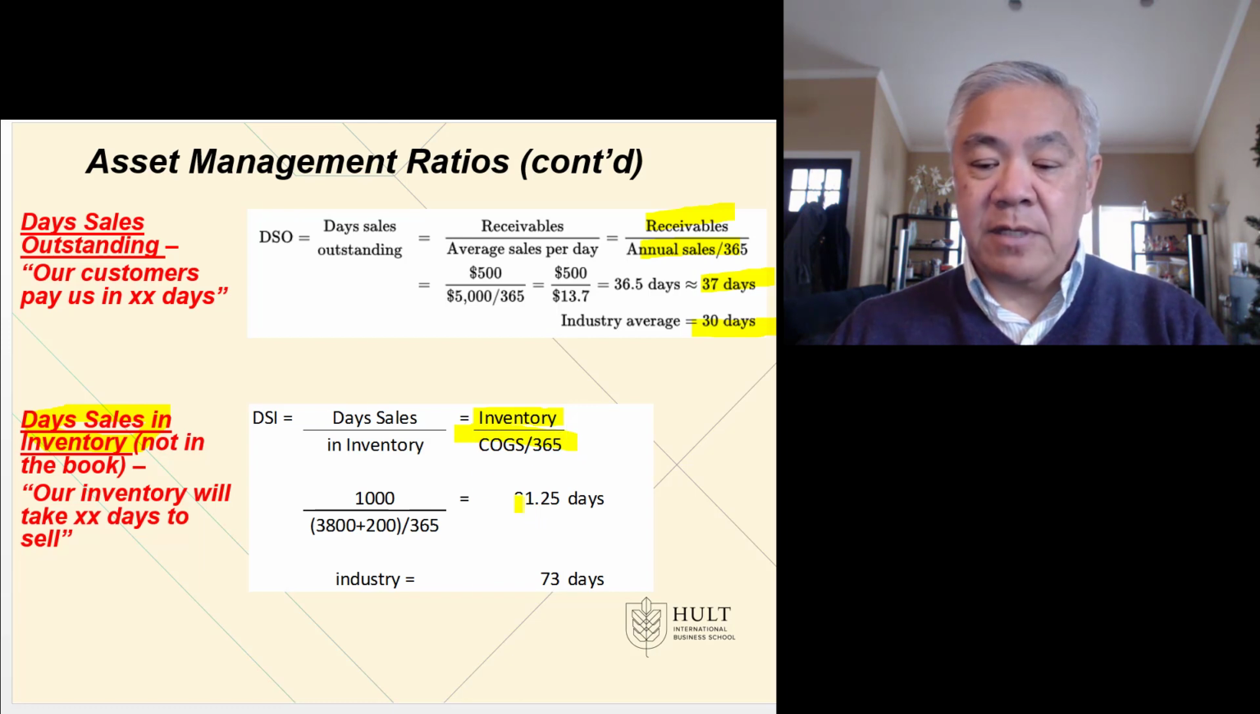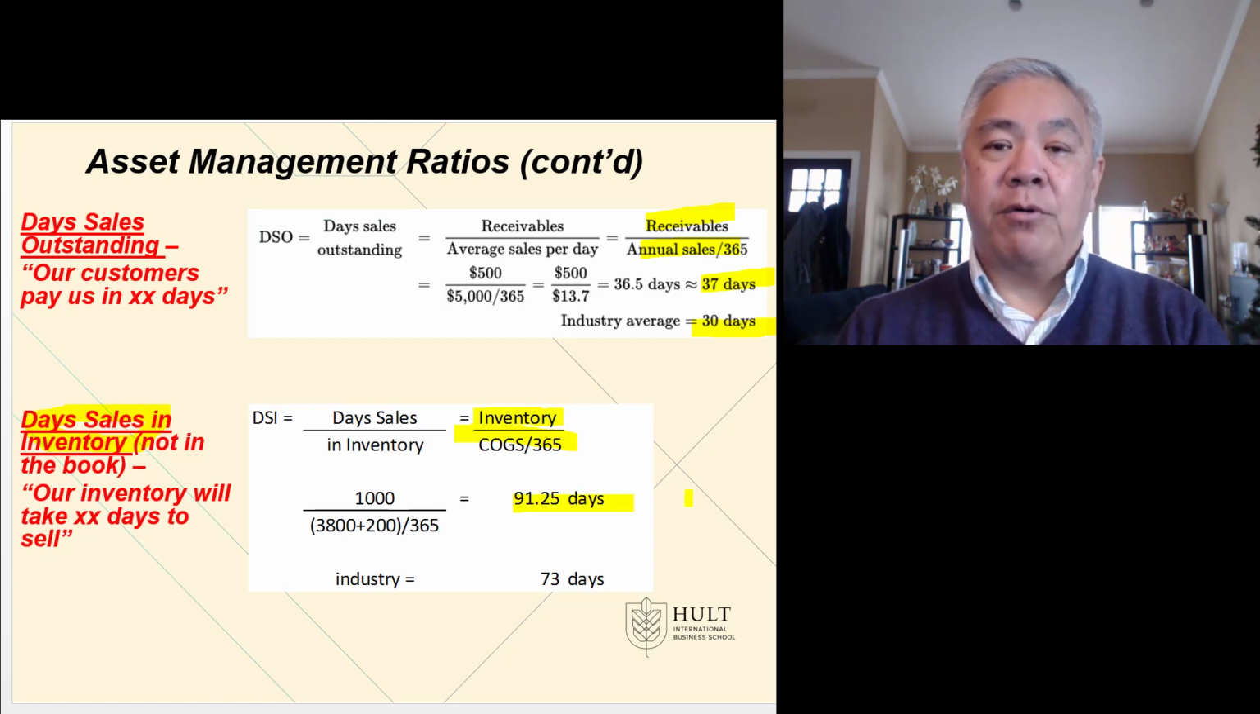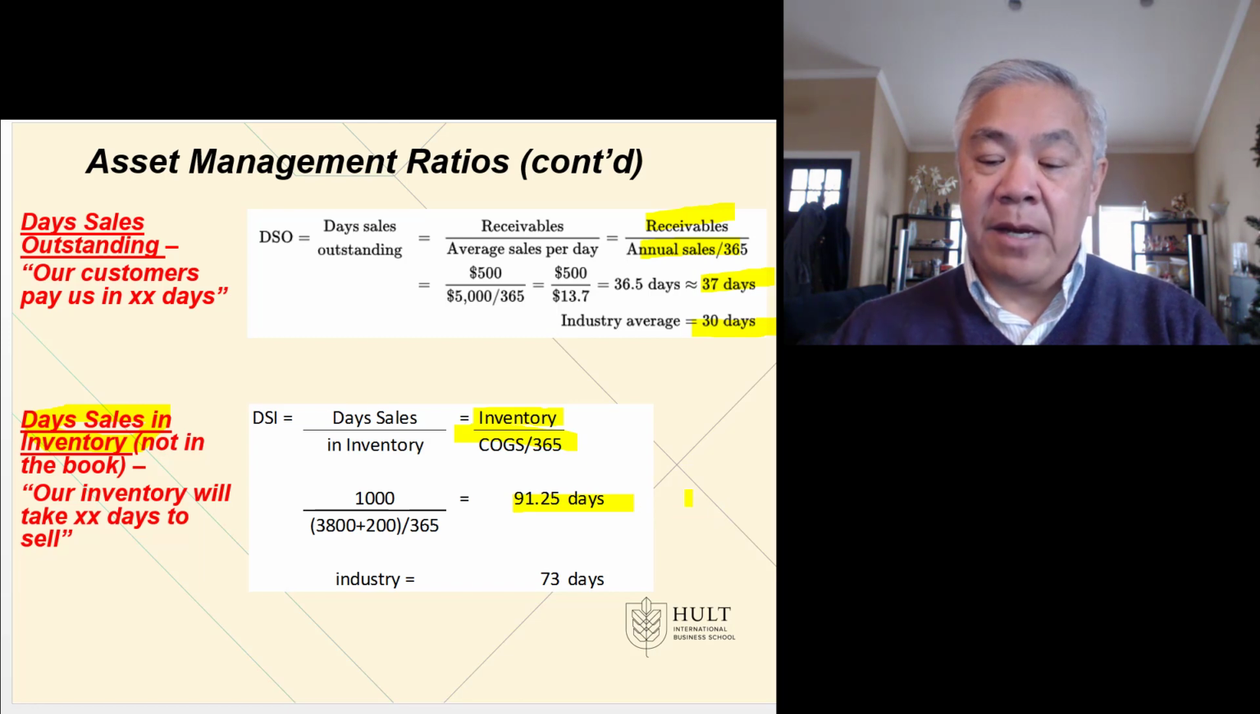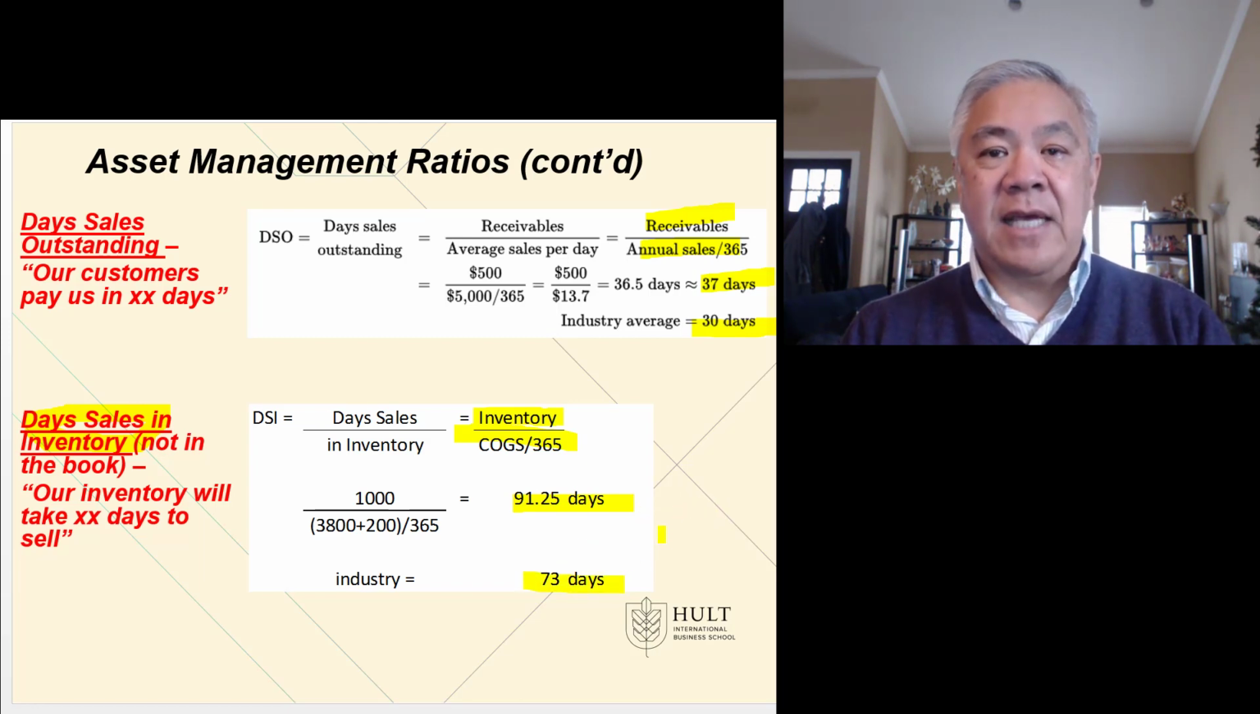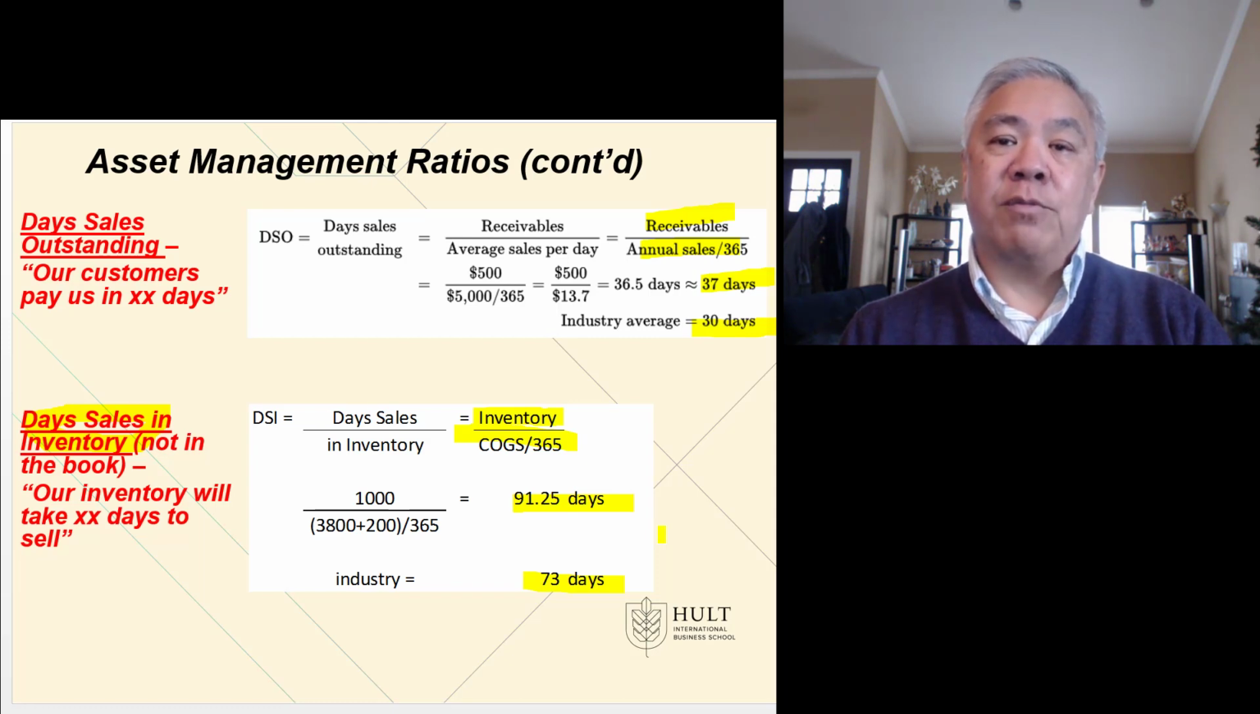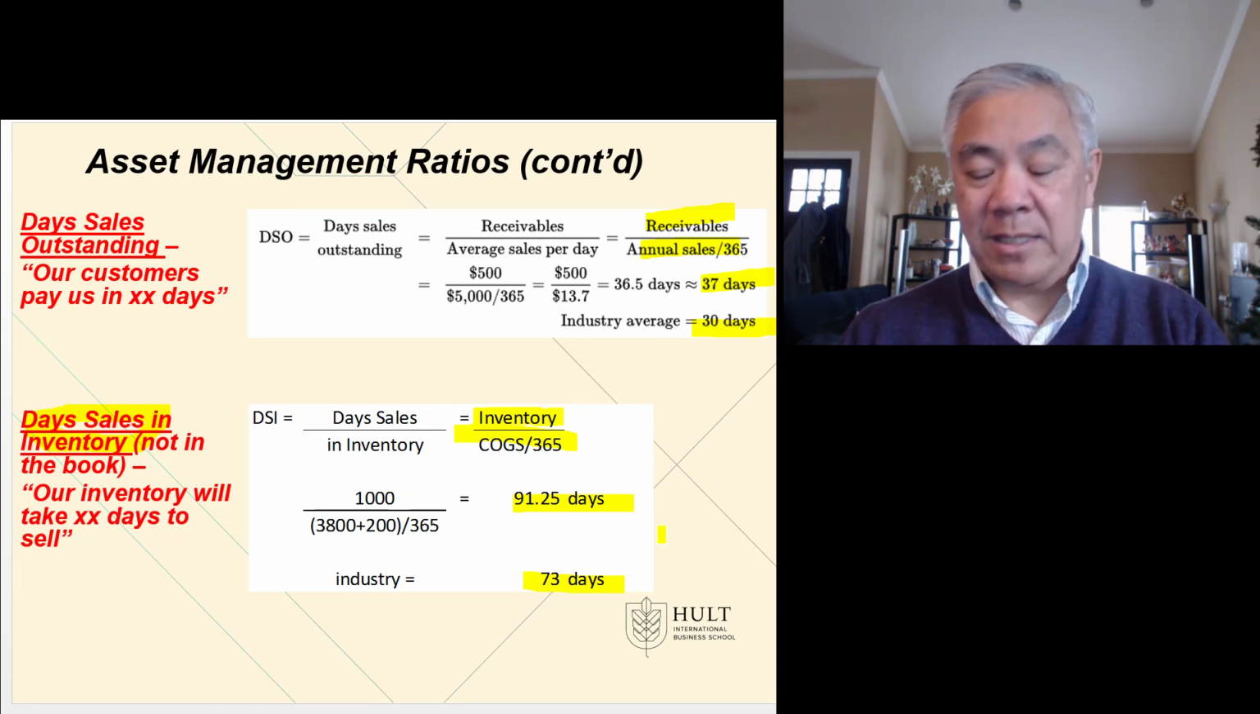For microdrive, when we do the calculation, 31.25 days, compared to the industry at 73 days. For microdrive, it takes about 93 days to sell their inventory. That's pretty slow. That means we hang on to our inventory for 3 months prior to selling it. Compared to the industry at 73. Again, not so great either, but microdrive is underperforming because the industry sells it in 73 and we sell it in 91, lagging once again.